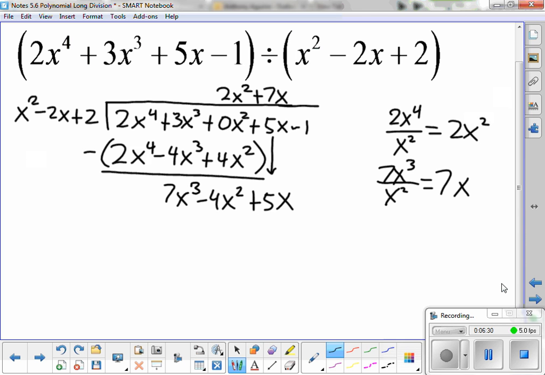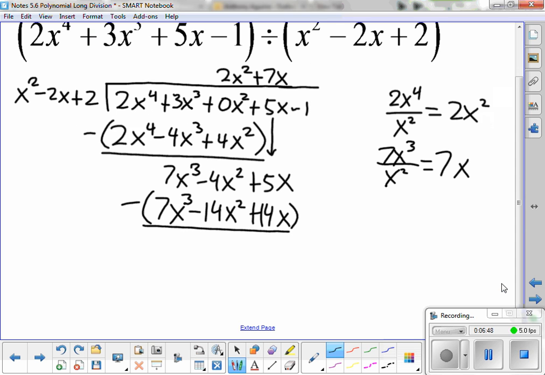7x times x squared is 7x cubed. It matches, so it looks like I'm doing good. 7x times negative 2x is negative 14x squared. 7x times 2 is a positive 14x. 7, 14, yep. Now we're going to subtract. First terms always cancel if we're doing it right. Negative negative is a positive, so negative 4 plus 14x squared is a 10x squared. Then we got 5 minus 14, which is a negative 9x.